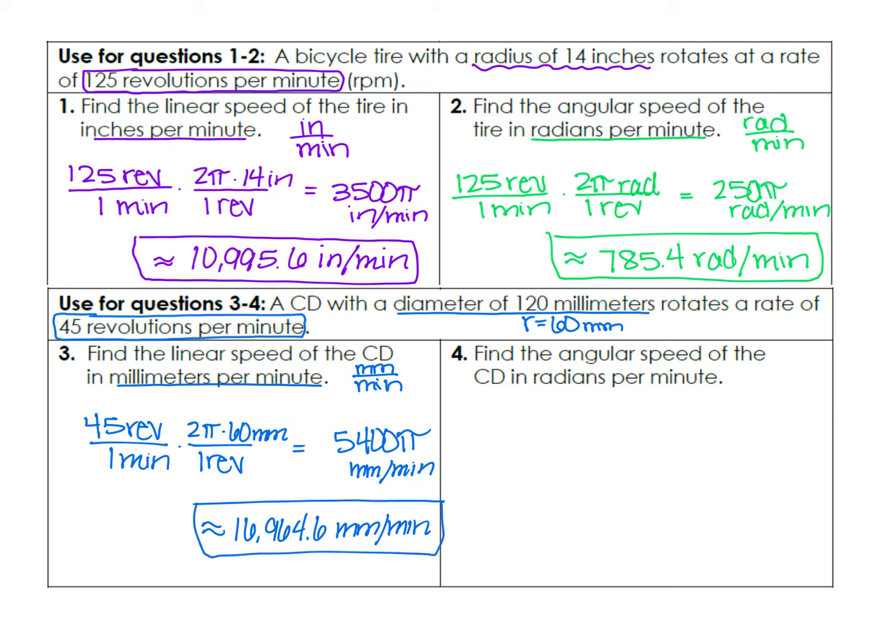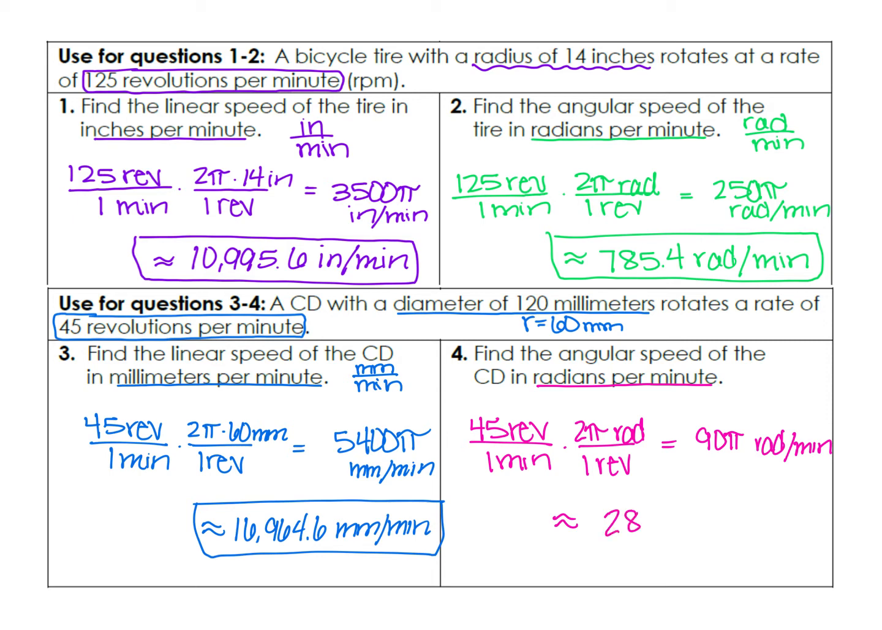And our last question, in radians per minute, still starting with 45 revolutions in 1 minute. This time, though, 1 revolution is just 2 pi radians. So when we say 45 times 2 pi, we get exactly 90 pi radians per minute, which in our calculator should be about 282.7 radians per minute.